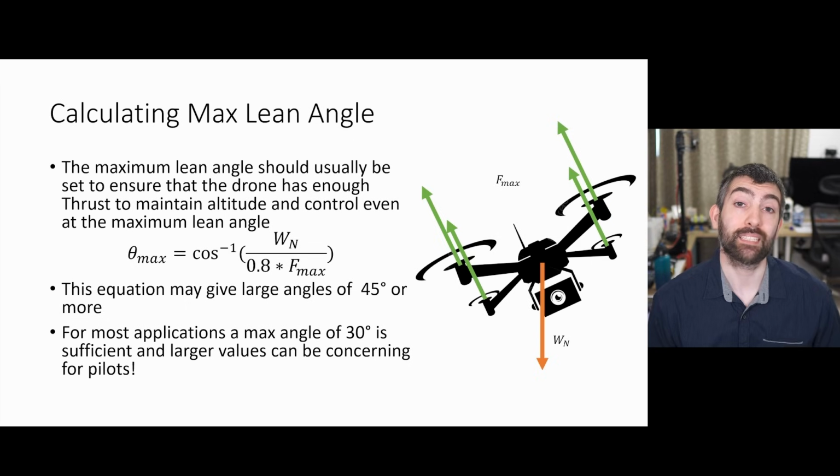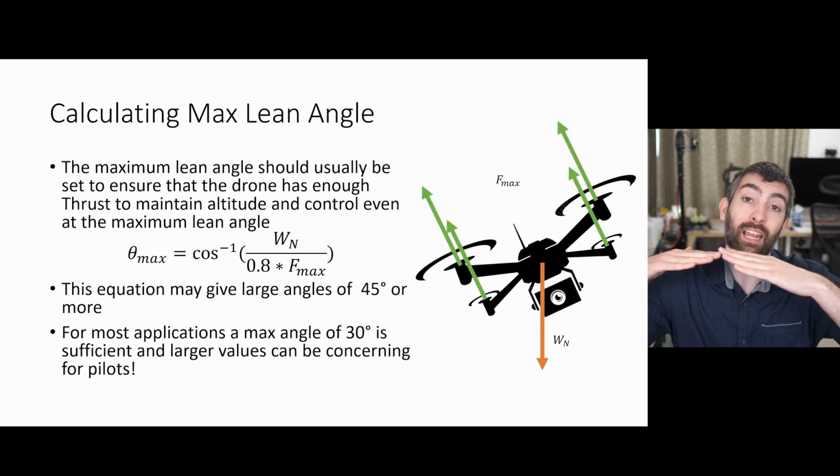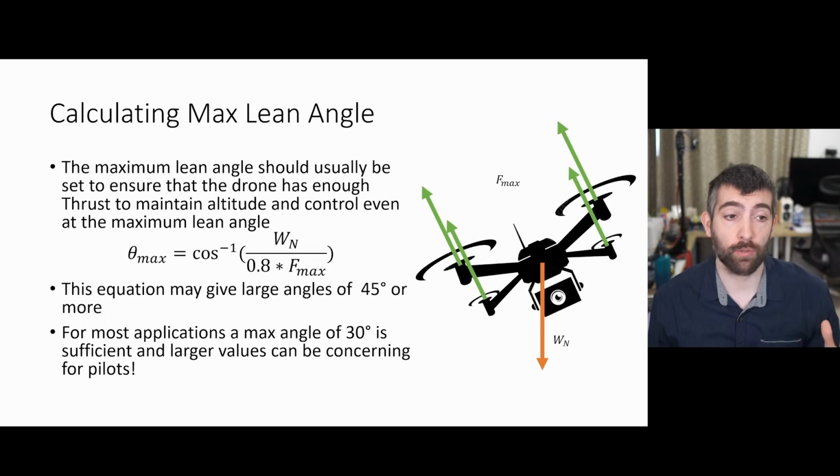The final thing to look at with the stabilized controller is the maximum lean angle. This is the maximum angle that ArduPilot will allow the drone to tilt over in stabilized mode, and the maximum lean angle should usually be set to ensure that the drone has plenty of thrust to maintain altitude and control even when it's at the maximum lean angle. A good way to calculate this is to take the maximum lean angle as the inverse cos of the weight of the drone divided by 80% of the maximum thrust. This means that the drone can maintain altitude at the maximum lean angle using only 80% of the maximum motor thrust, and that gives you 20% left over for control.